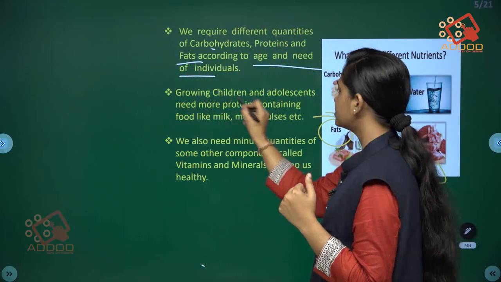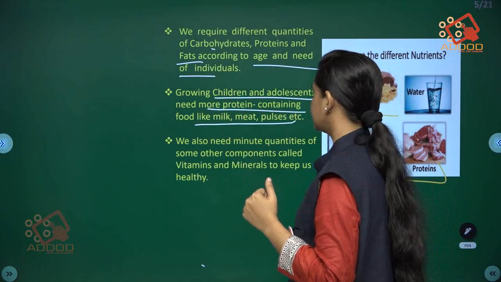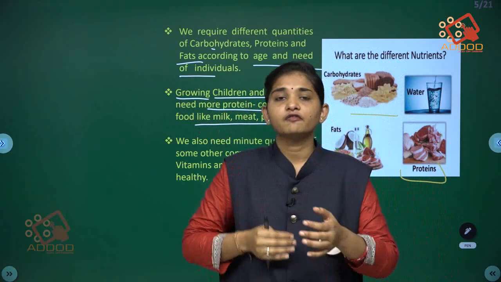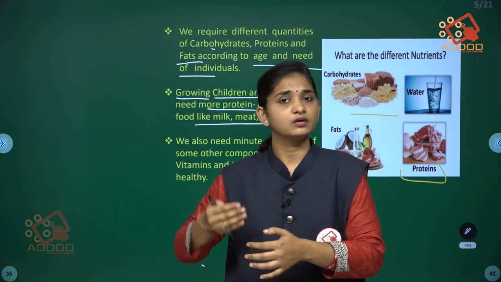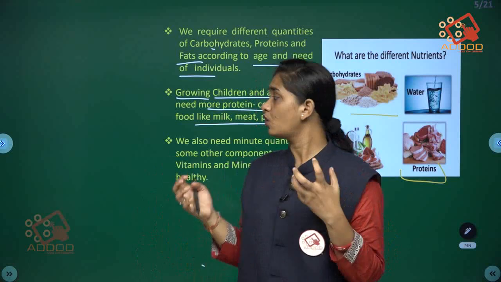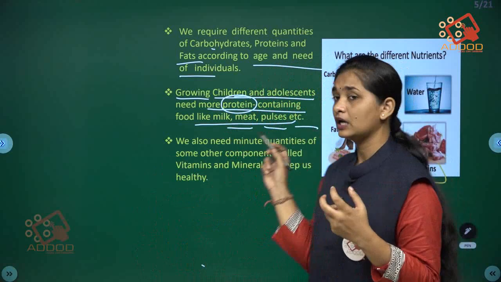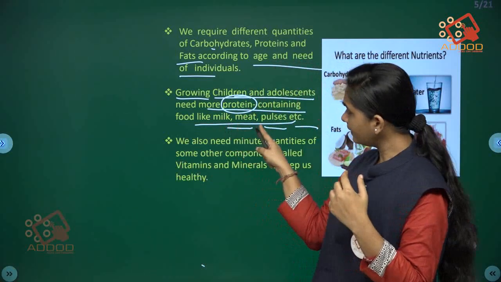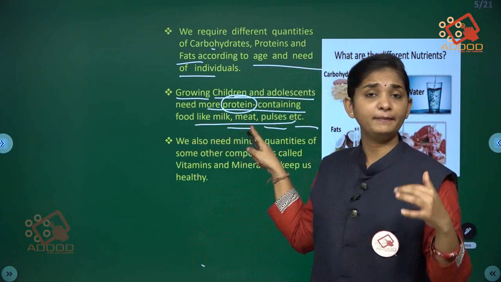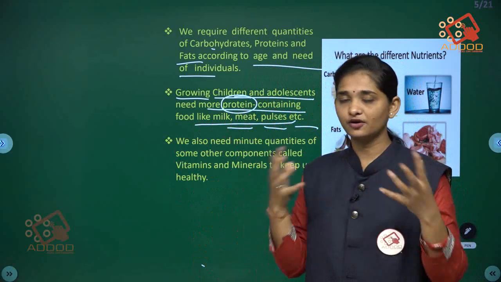Then growing children and adolescents need more proteins containing food like milk, meat, pulses. Here we are talking about growing children. After infancy, when the baby starts crawling and walking, there is a different requirement. They require a lot of food that has protein like milk, meat, pulses. See, milk has got a lot of protein, meat has got a lot of protein, pulses are nothing but the dals which your mother cooks at home. They have a lot of proteins.